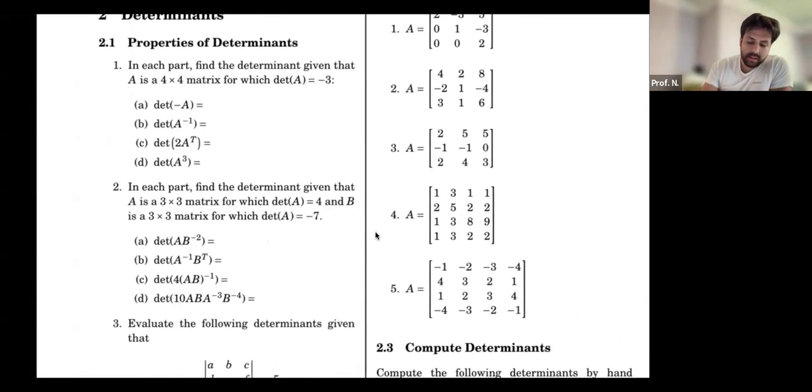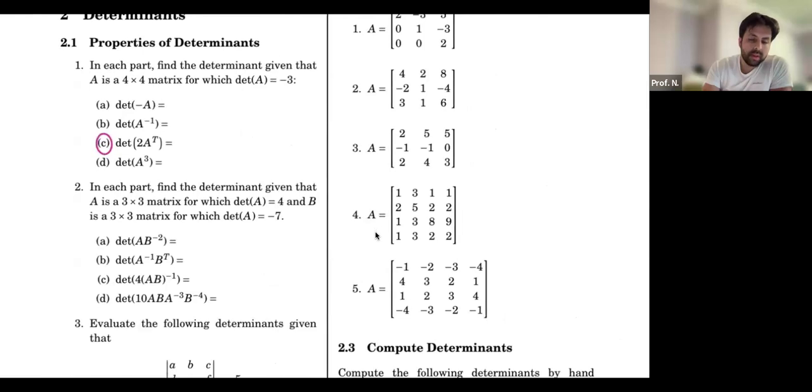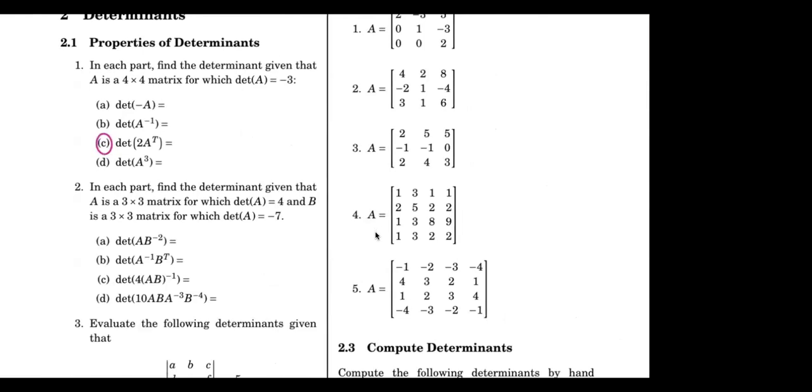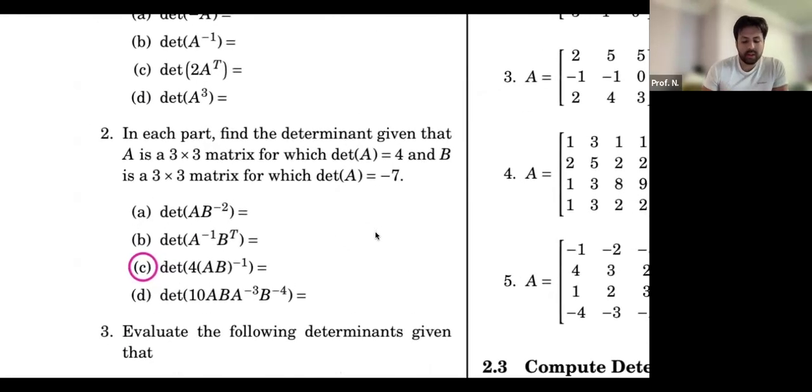All right, so which one is it? 2.1 number 1 part C? This one? 2.1 number 2 part C. Yeah, sorry, there's a lot of these. Okay, good. Great, so this is a good problem.